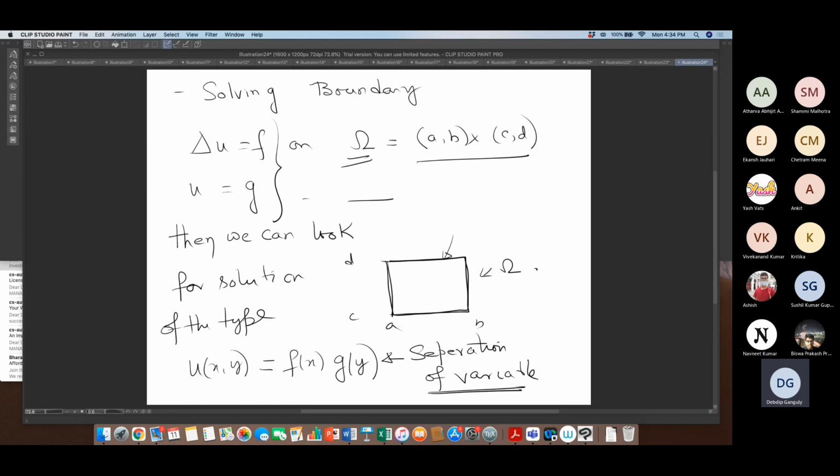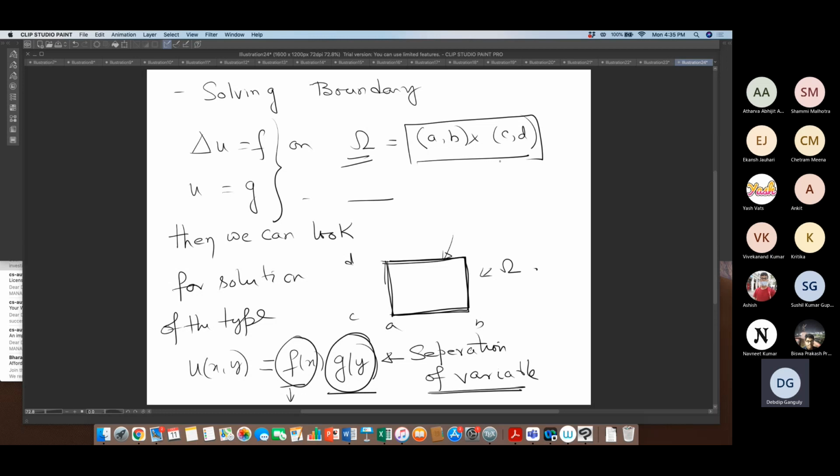Of course, life may not be that simple. This omega can be very complicated, but I am just giving you an example. Suppose your omega is like that, (a,b) cross (c,d), then one can look for a solution of the form f(x) into g(y). Then you solve what f(x) satisfies and what g(y) satisfies, and what they satisfy on the boundary. Then you solve it separately. This separation of variables will play an important role if your domain is like (a,b) cross (c,d).